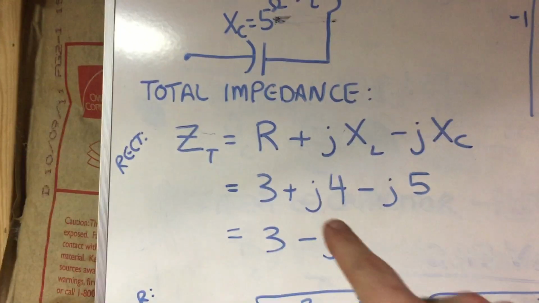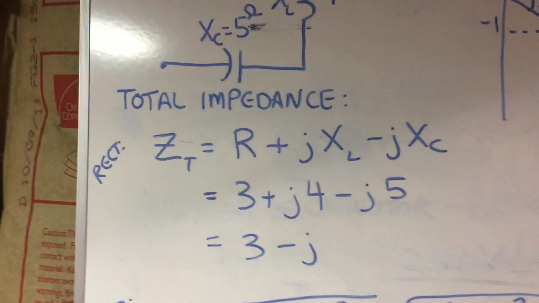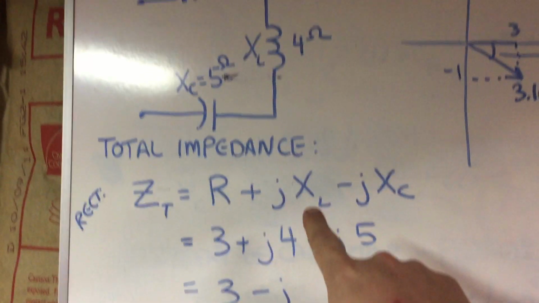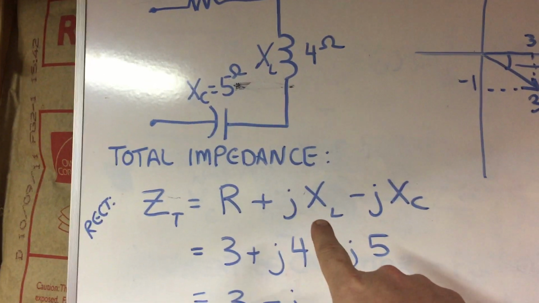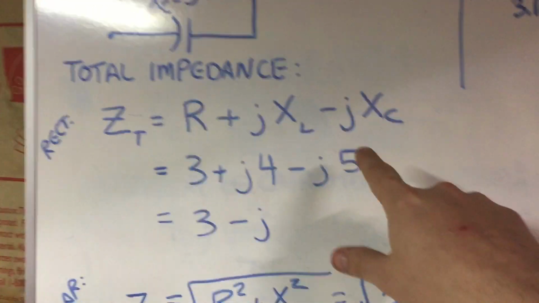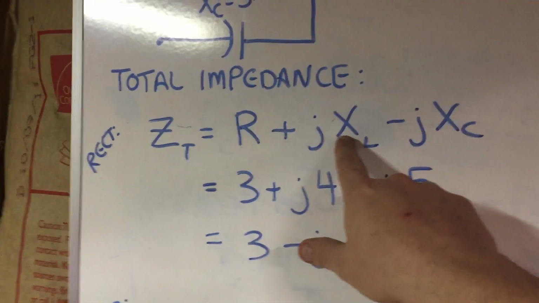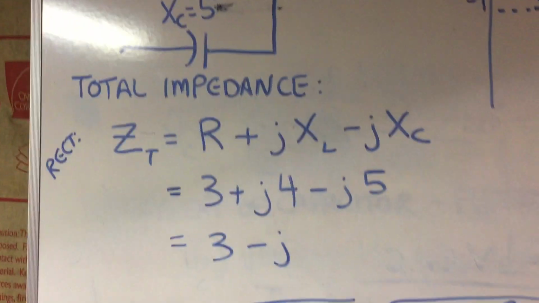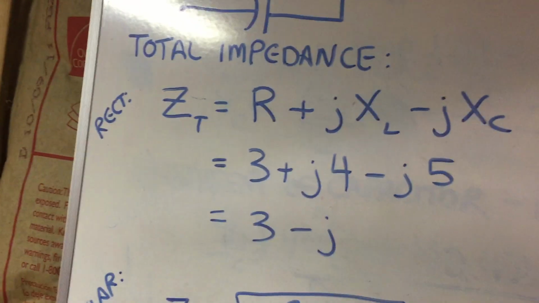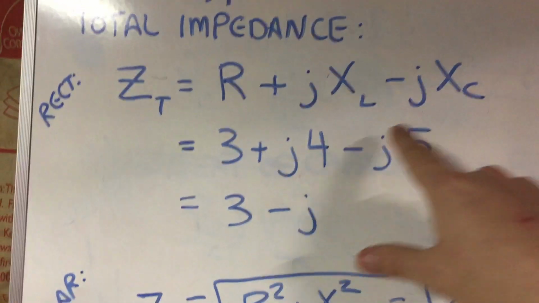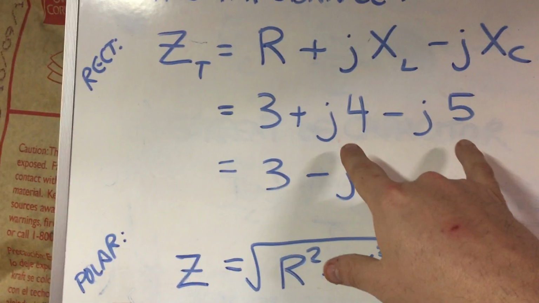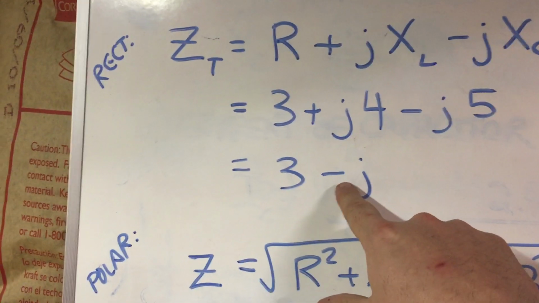So it says calculate the total impedance. You just add the resistor plus j times the inductive reactance minus j times the capacitive reactance. It's always plus for the inductor, minus for the capacitor. So then you just do the math here. 3 for R, X of L is 4, X of C is 5. So you combine like terms, so to speak, and then 4 minus 5 is just a -1 here.